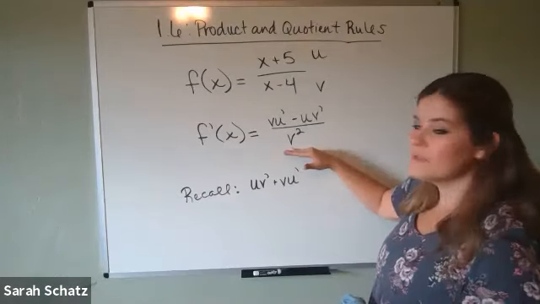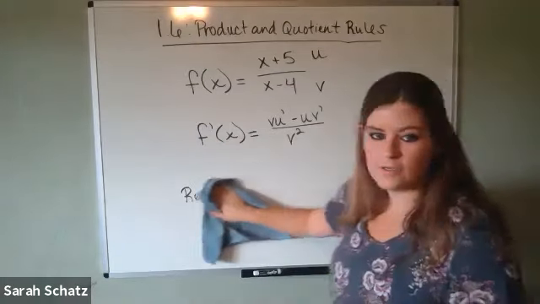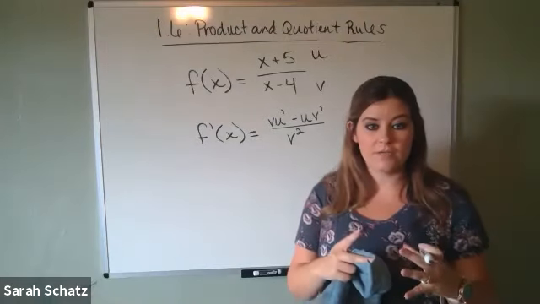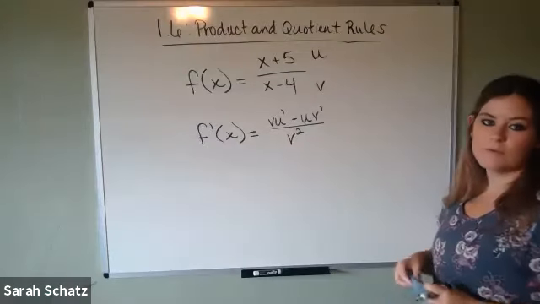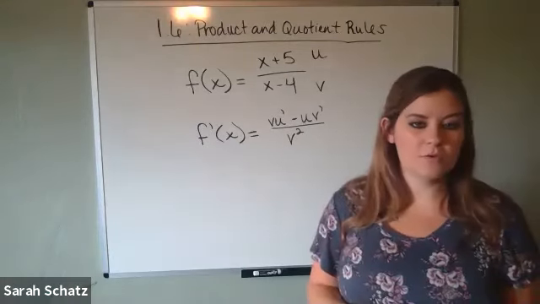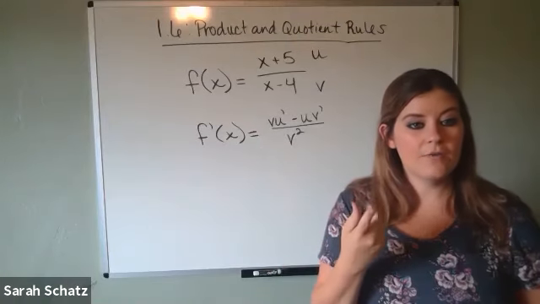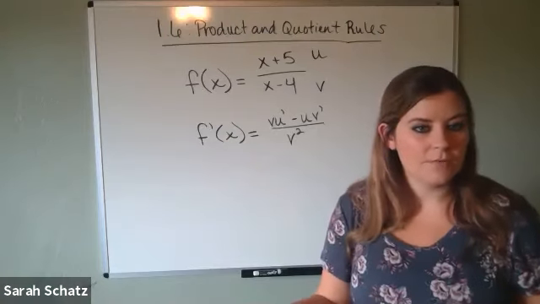Now, on the bottom, the v squared, don't let that throw you. It's not some weird notation for something different. It just means you take your v function, whatever it is, and you square it. So what I would do every time you do the quotient rule is take your functions over to this side. We're going to find du and dv, and we're also going to go ahead and find v squared.